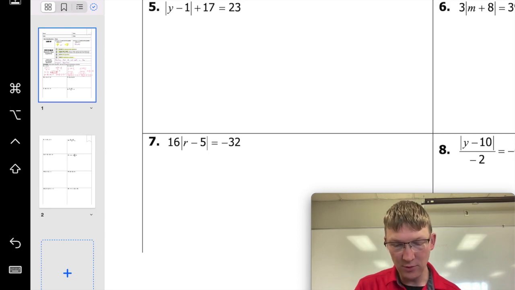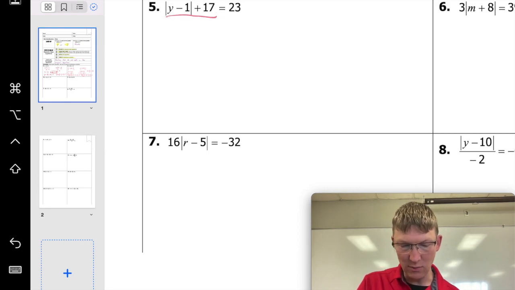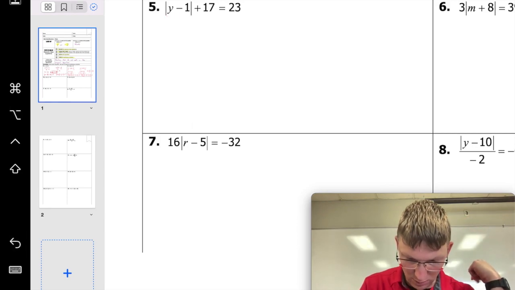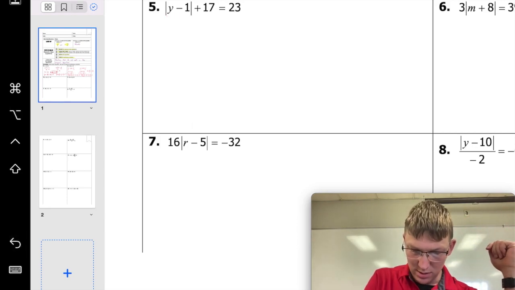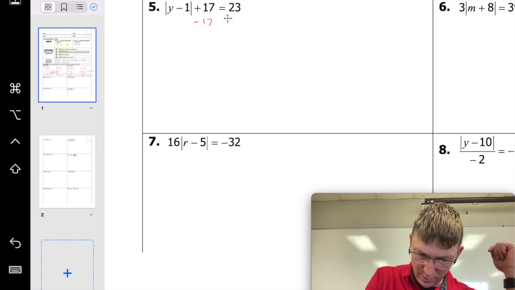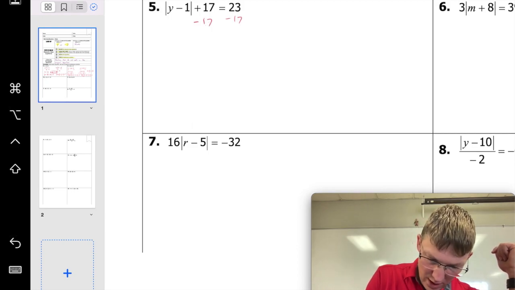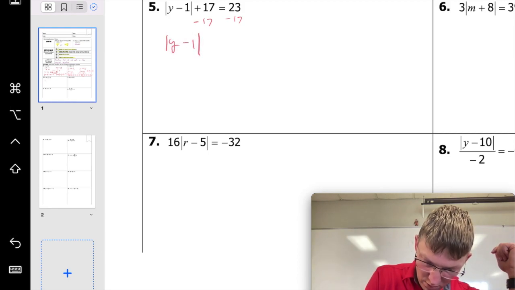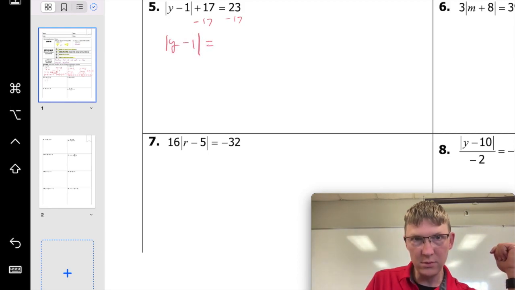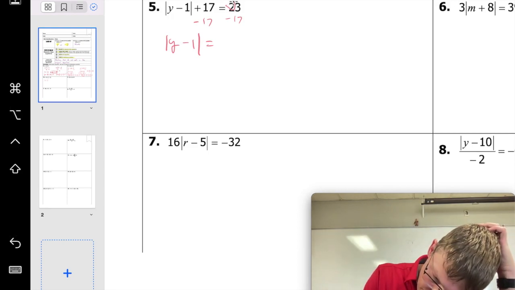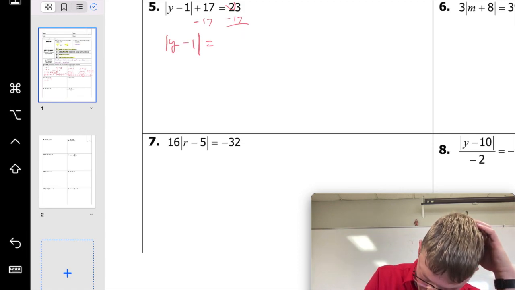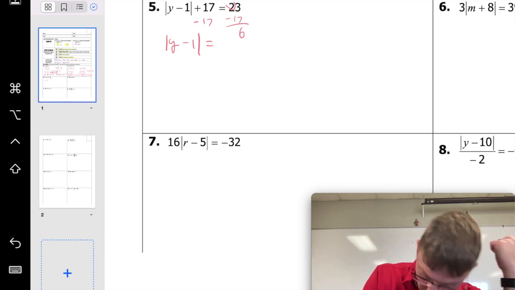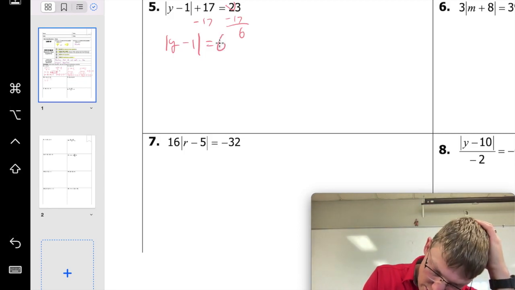So number 5, the absolute value is not yet isolated. We've got that plus 17 that we're going to have to deal with. So again, just algebra. So we're just going to minus 17 to both sides. So then we've got absolute value of y minus 1 equals whatever that does. I can't do that in my head. So what, 13? So it's going to be 8. No, that is not right. It's going to be 6. Oh, so it's just going to be 6. So then equals 6.